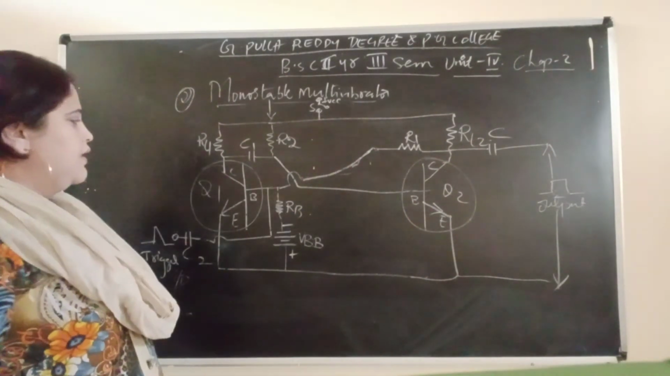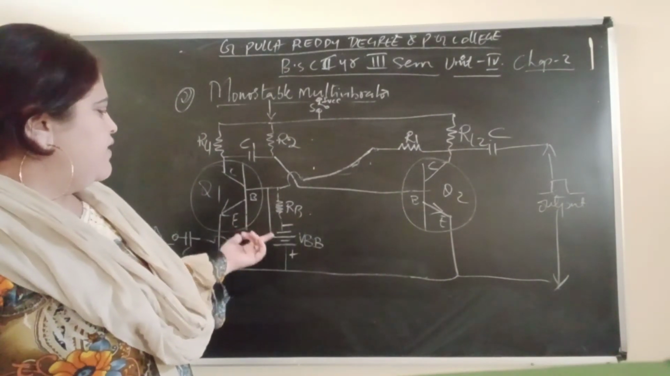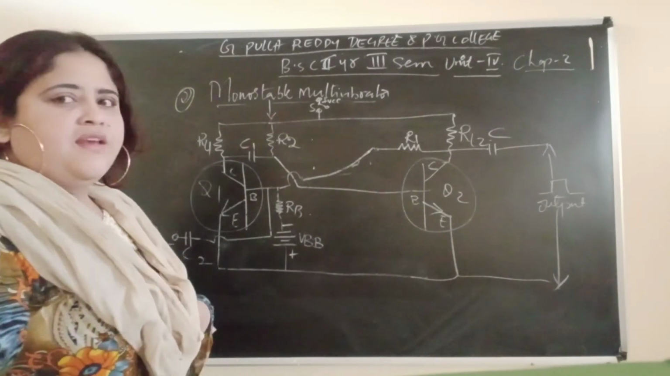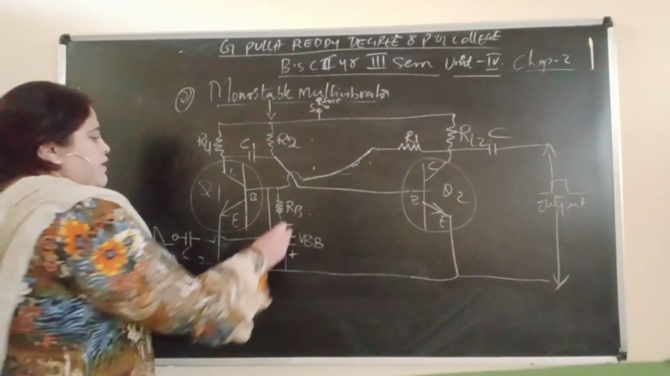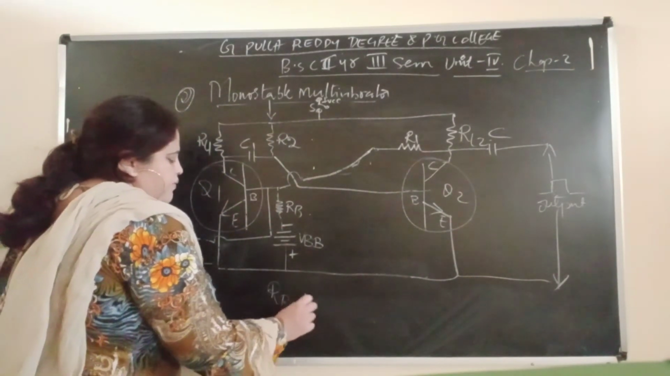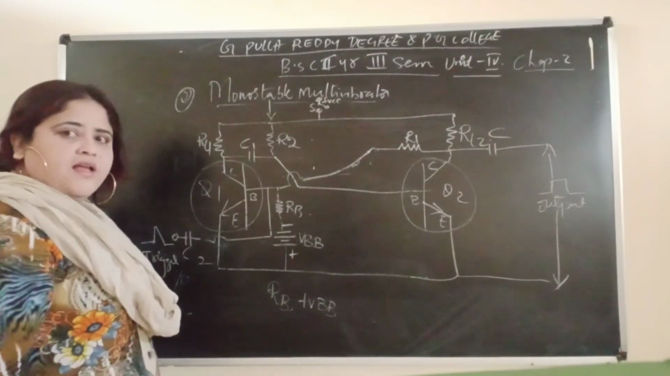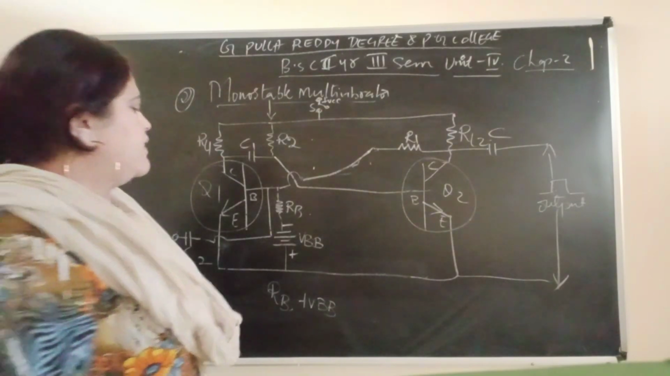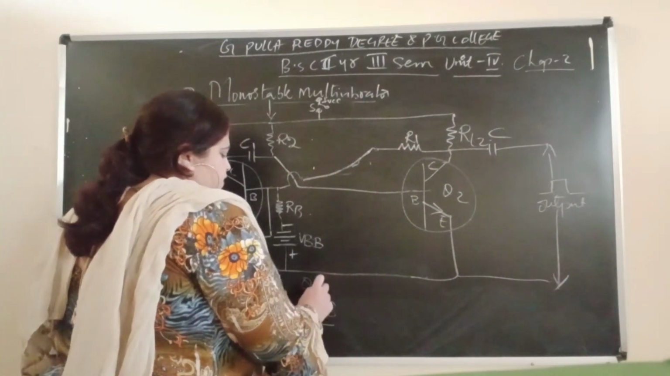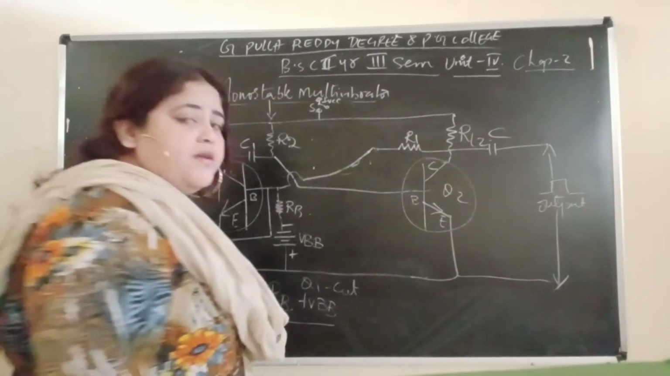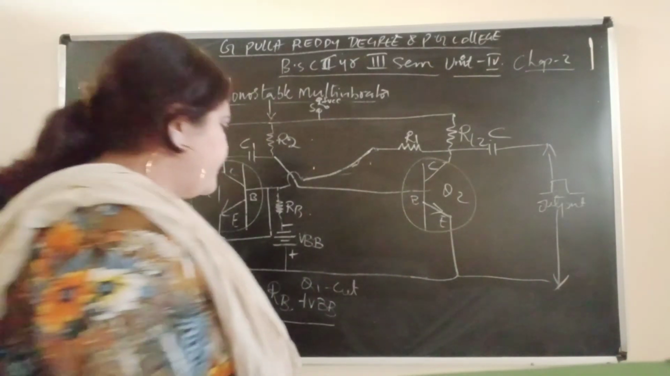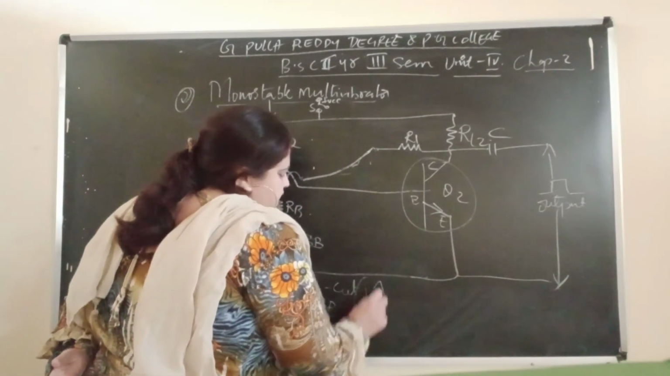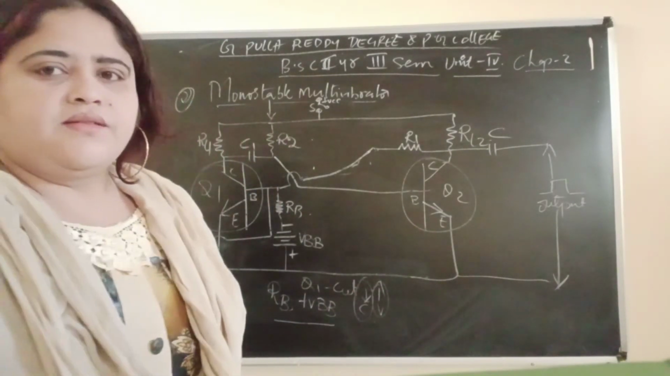Now, here the transistor Q1 will be in cutoff with the help of RB and plus VBB. Cutoff means what will be the position of transistor Q1? Current will be less, voltage will be more. Cutoff position will be this.